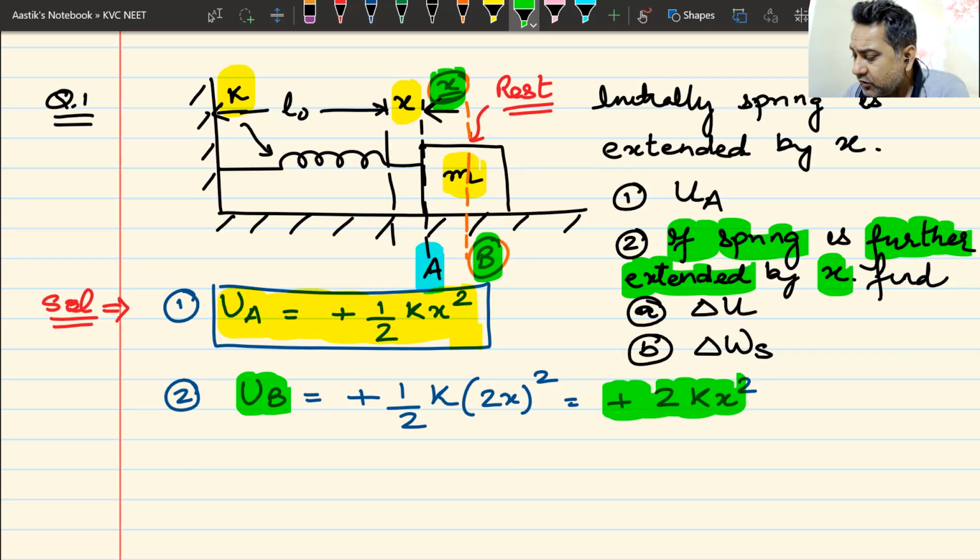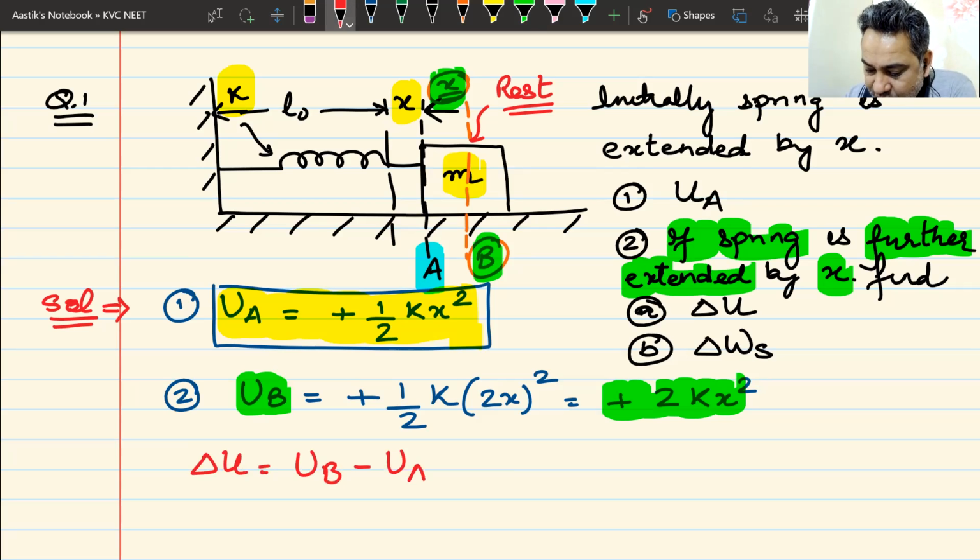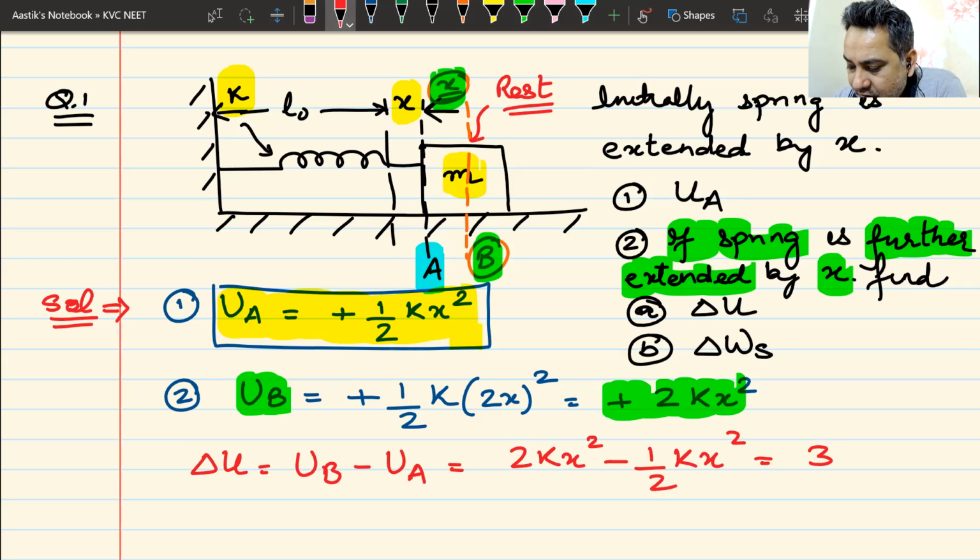That is UB. Now the thing is very simple. I have to just find out the value of the change in spring potential energy. That can be very easily done. The change in energy will be equal to final energy, that is UB, minus initial energy, which is UA. We can easily subtract them, get the answer, and stay happy. So it will be 2kx squared, final energy, minus half of kx squared, and our answer would be 3 by 2 kx squared. That is the answer that we were looking at in the first case.